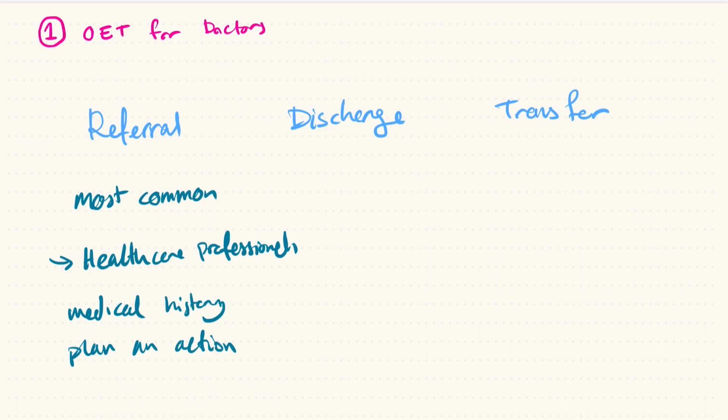For example, for a referral, a GP referring a patient with chronic back pain to a physiotherapist. The GP would include the history of the pain, history of medication, and the things that they've tried. And then they ask the physiotherapist to assess the patient and create a management plan, and maybe provide a feedback loop back to the GP. So that's an example of a referral.